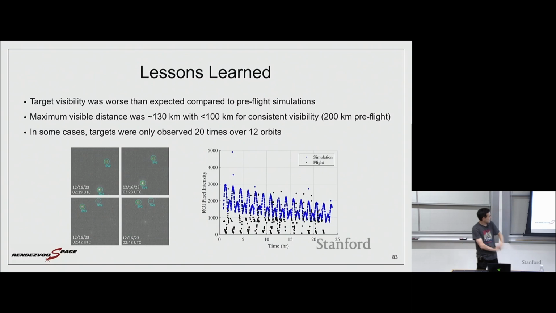You can see an example of this here where spacecraft SV3 is pretty reasonably observed, whereas spacecraft SV2 is dimmer and farther away and is only sometimes picked up by the image processing system.